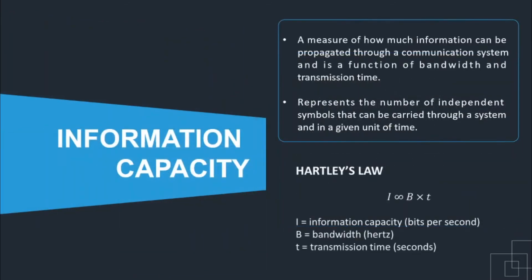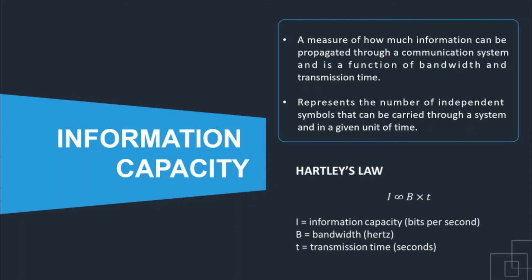Information capacity. So, ang bandwidth ay merong information capacity. Ano ba yun? It is a measure of how much information can be propagated through a communication system and is a function of bandwidth and transmission time. It represents the number of independent symbols that can be carried through a system and in a given unit of time.